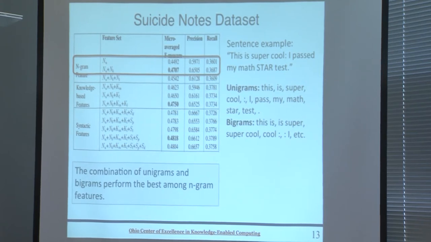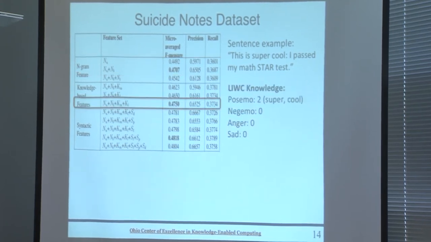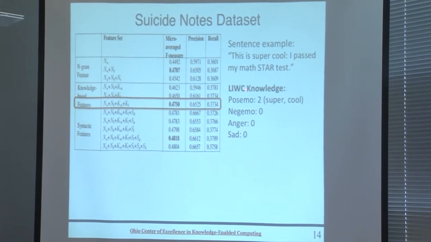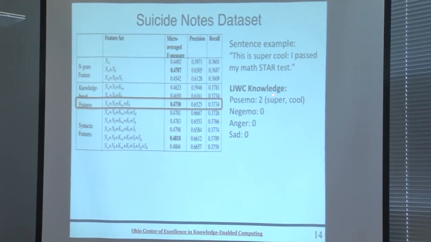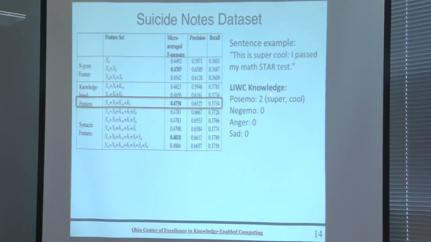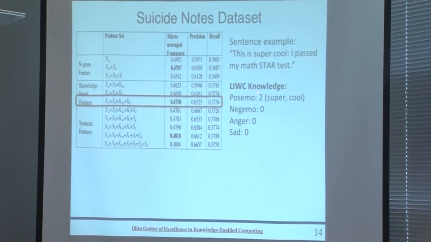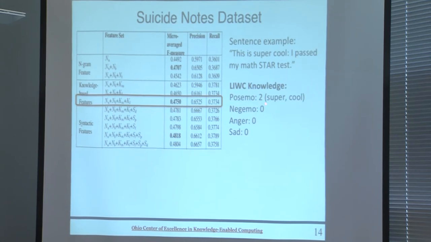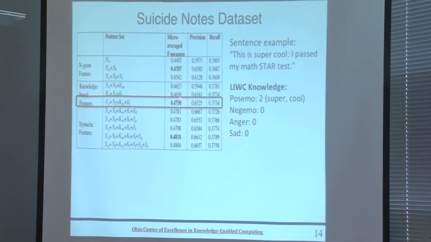Then we move to the knowledge-based features. Let me give you one example: LIWC. It contains different emotion categories, and for each category, it has a bunch of words associated with it. In this sentence, we see "super" and "cool," and these two are associated with positive emotion. That is why for this category, the feature value would be 2. By adding the knowledge-based features, we can further increase the performance.